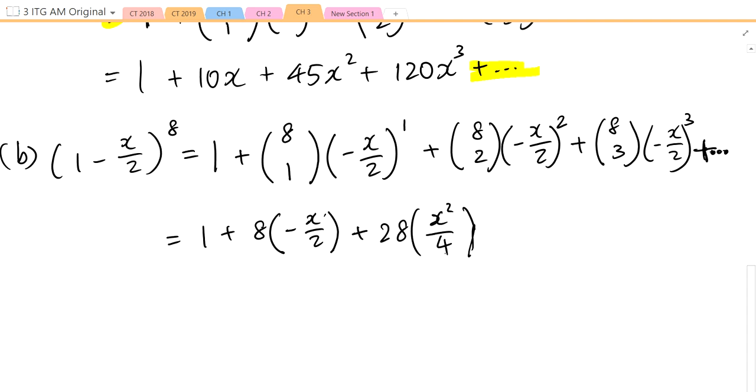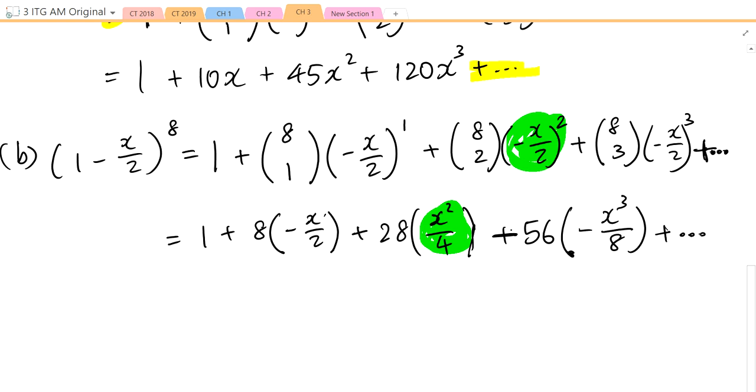X squared over 4. This part, pay extra attention. Okay, next one. 56. How much? 56. And inside the bracket? X cubed over 8. Okay. Plus dot dot dot. So simplify, we get 1 minus 4x plus 7x squared minus 7x cubed plus dot dot dot. Okay?